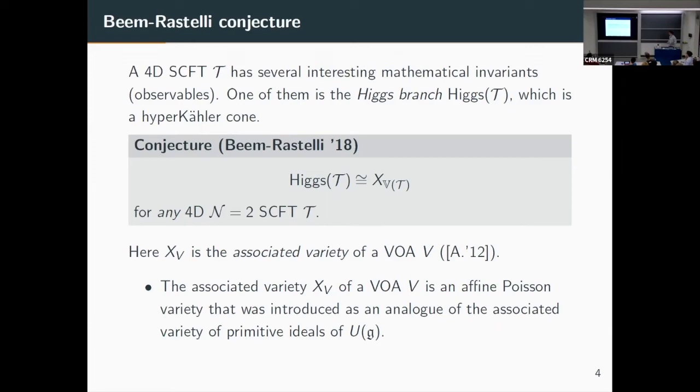Here, I don't have time to define the associated variety of a vertex operator algebra, but I'll explain an example to give you some ideas. The associated variety of a vertex operator algebra is a certain affine Poisson variety that was introduced as an analog of the associated variety of primitive ideals of U(g).